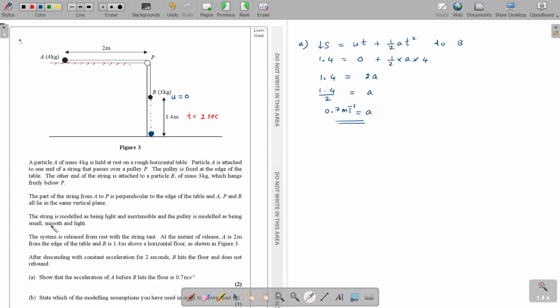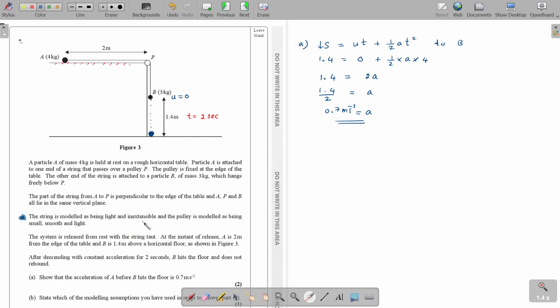Can you see these are the modeling assumptions that we have taken? So they are asking out of all of this, for the acceleration, which of these do we have to use? These are all the modeling assumptions that we have taken. Out of all of this, which one is relevant for the acceleration? The one that is relevant for the acceleration is the one where they talk about the string being inextensible.